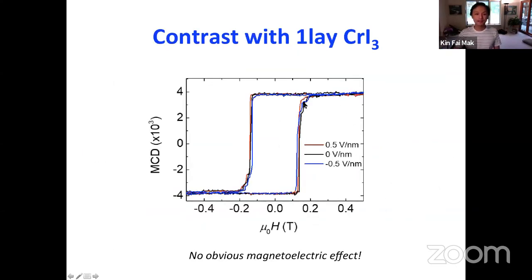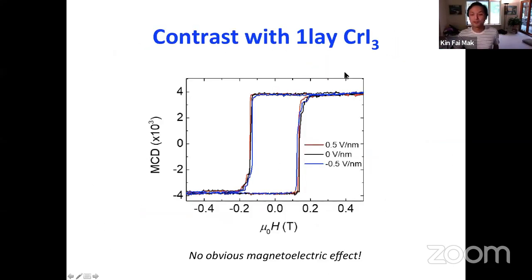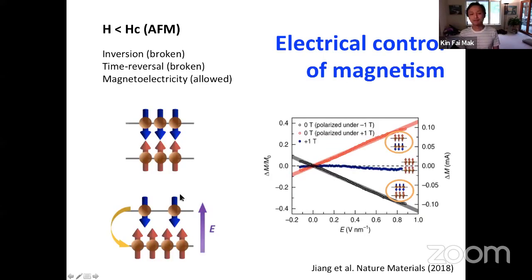Okay, and we can compare this result in the bilayer chromium iodide with a monolayer of chromium iodide, which only breaks time reversal symmetry, but the system has inversion symmetry because of the 6-fold rotation symmetry of the chromium atoms. You can see that there's a negligible effect on the magnetization of the system under an electric field. So we have observed no magnetoelectric effect in the monolayer of chromium iodide. And all of this observation can be easily understood from a symmetry point of view.